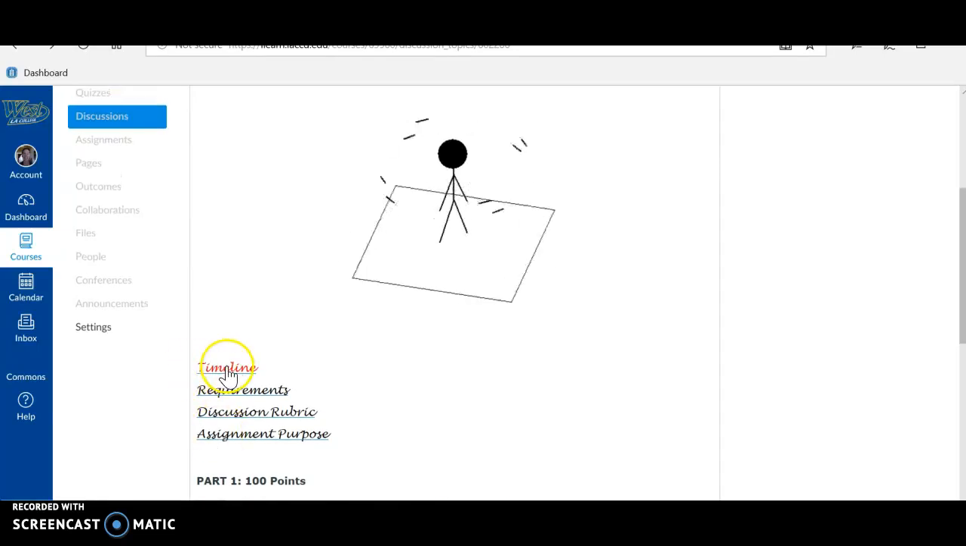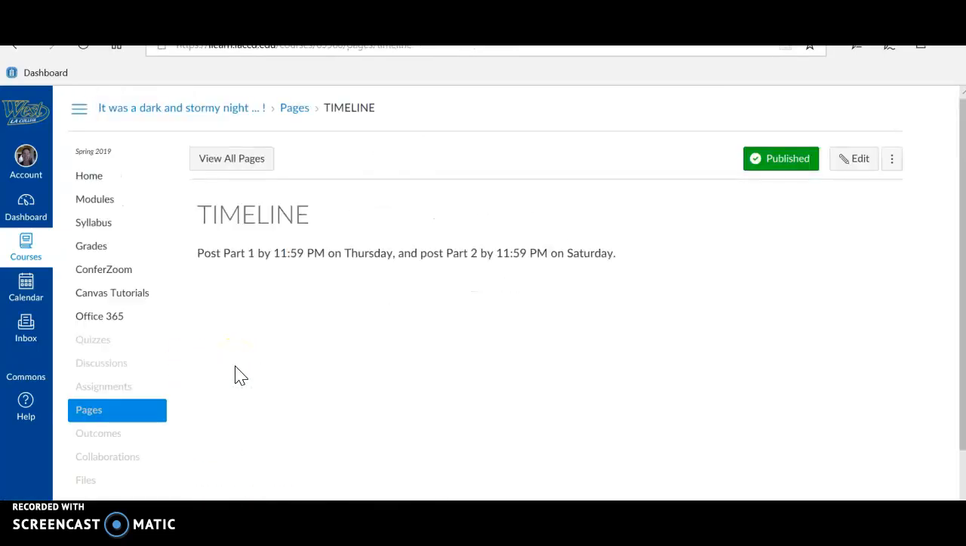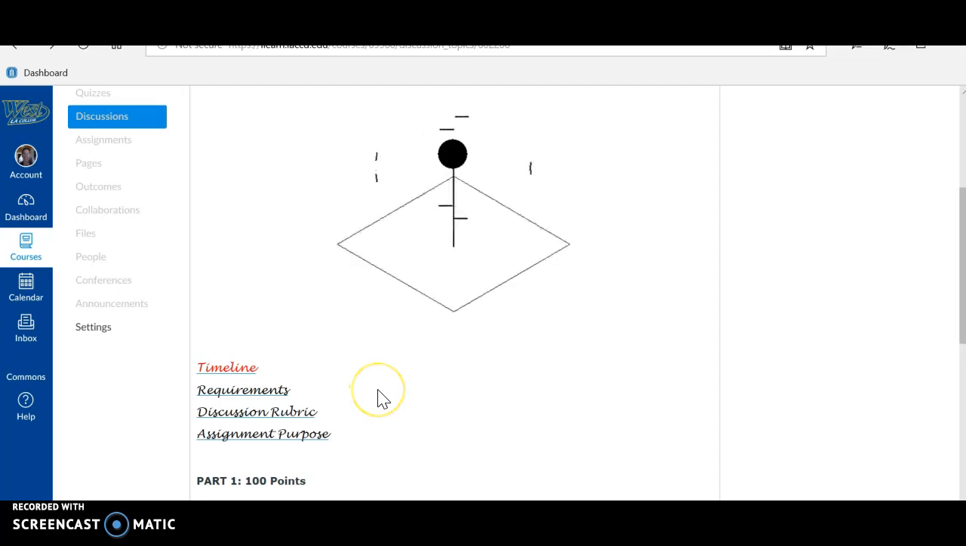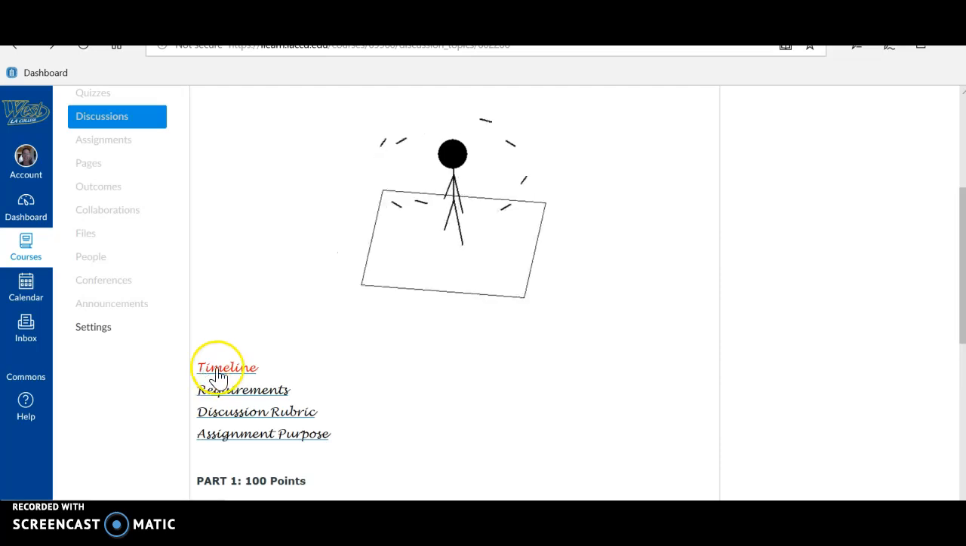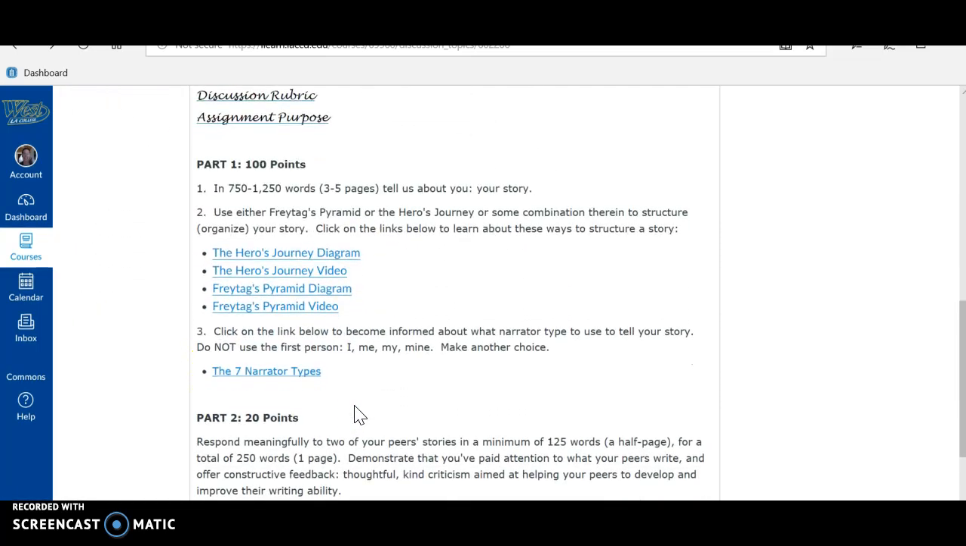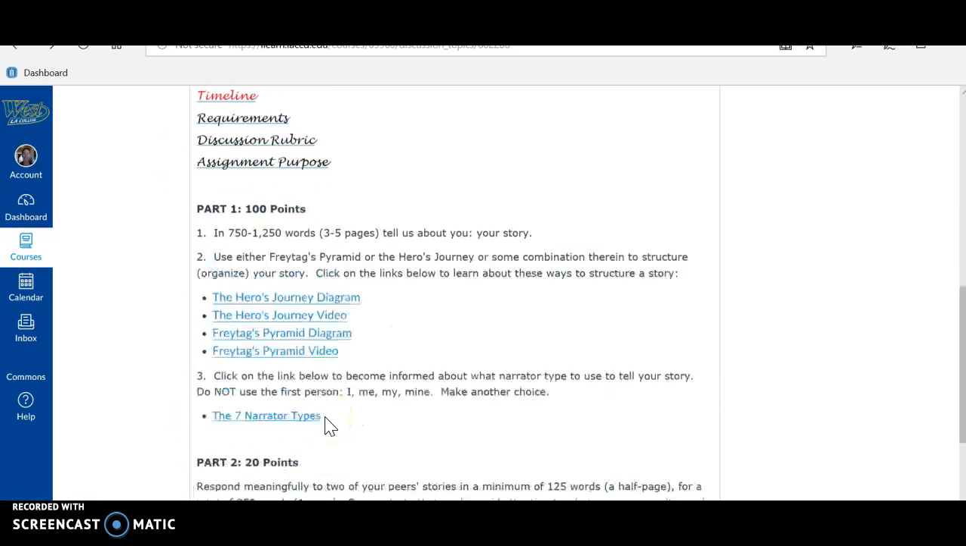You do have a timeline. It's in red. I'm going to click on it and show you it here. Post part 1 by 11:59 p.m. on Thursday and post part 2 by 11:59 p.m. on Saturday. Now, in Canvas, I am only able to list usually one due date because of the software. I always list Sunday, but you have a timeline I want to make you aware of. You have 2 parts to this assignment, and they are not due on Sunday. They're due sooner than Sunday, okay?